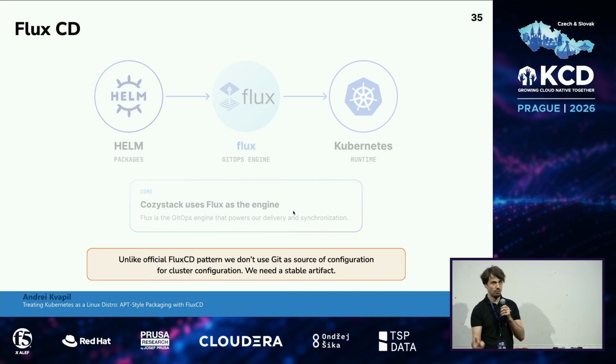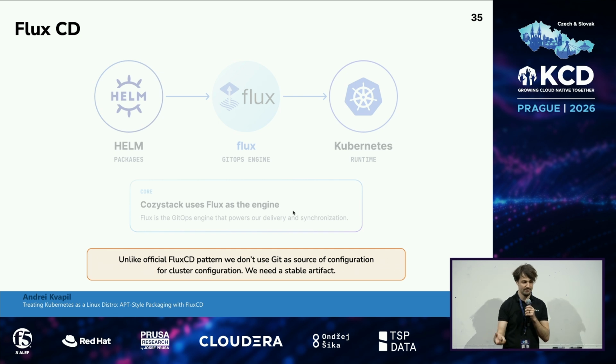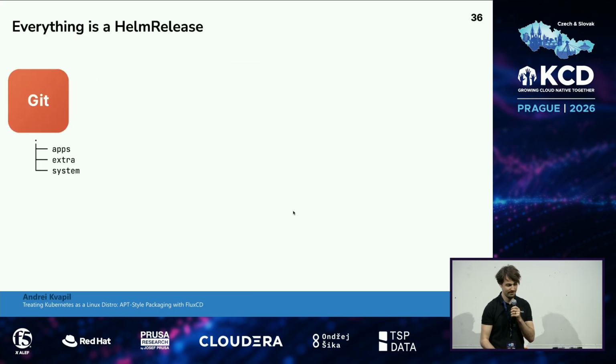We actually build an artifact, and from this artifact, we deliver all the charts. This artifact contains all the charts, and we cut only this artifact. That means a specific platform version. For example, we have this Git repository with this structure: apps, extra, system.